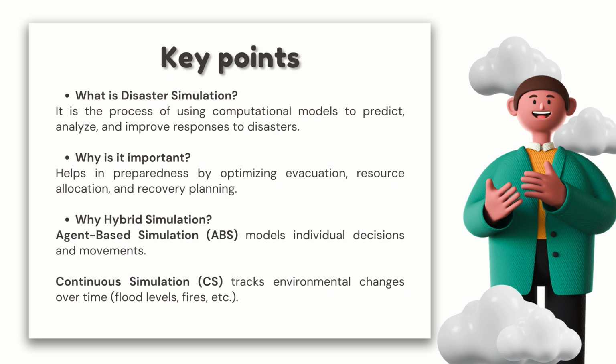So for our key points. First is, what is disaster simulation? It is the process of using computational models to predict, analyze, and improve responses to disasters. Why is it important? Helps in preparedness by optimizing evacuation, resource allocation, and recovery planning. Why hybrid simulation? Agent-based simulation, ABS, models individual decisions and movements. Lastly is, continuous simulation, CS, tracks environmental changes over time, flood levels, fires, etc.